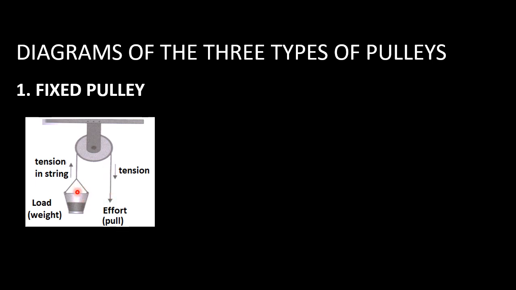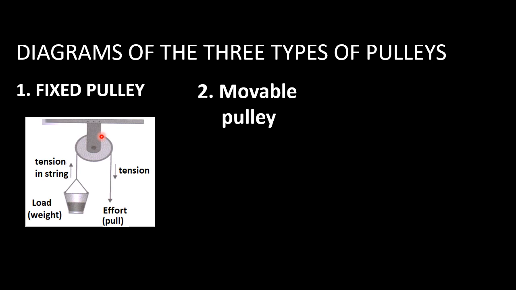The load is acting down due to its weight, but by pulling here, the direction changes, moving up. So this load will go up due to a force called tension. That tension is created by the effort applied there. It is named fixed pulley because this wheel does not move. It does not descend nor ascend.